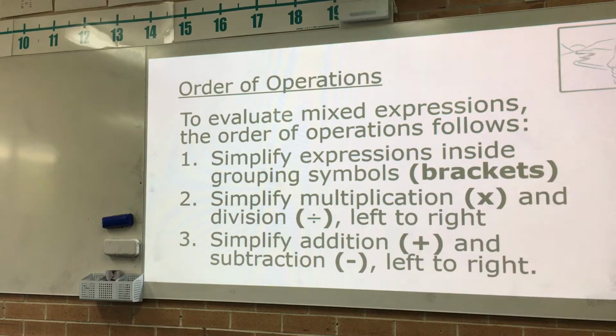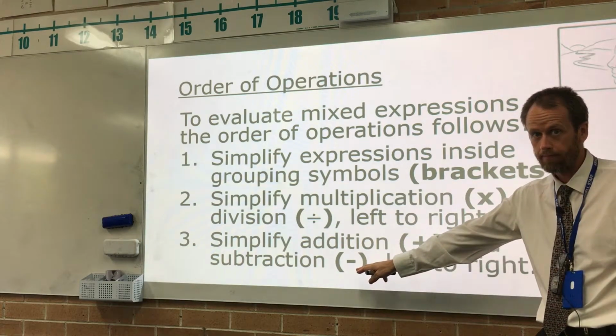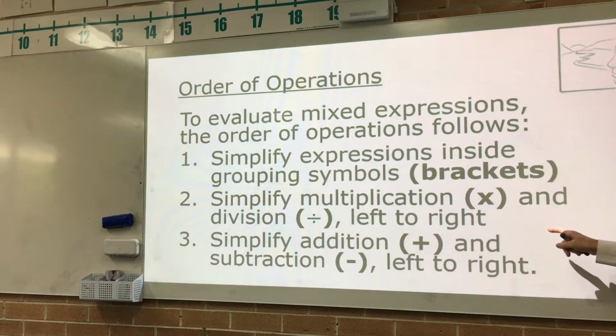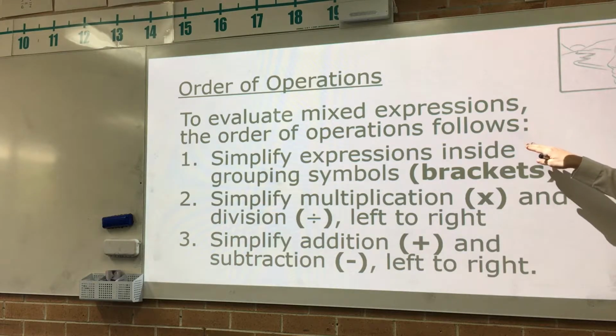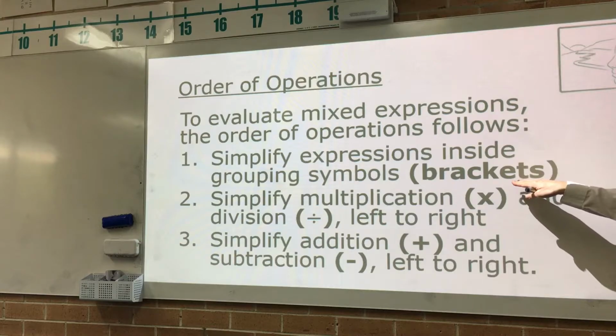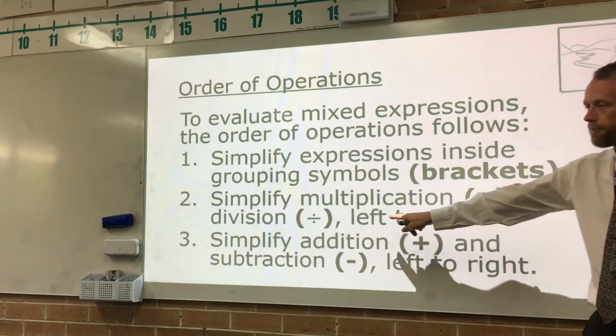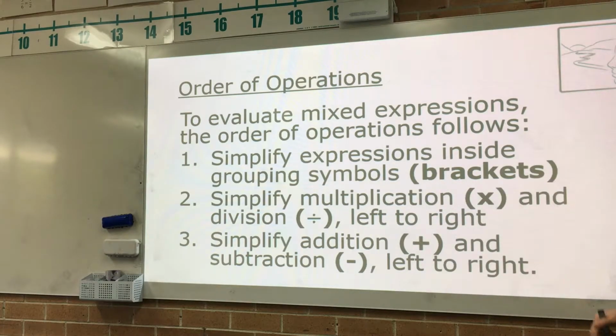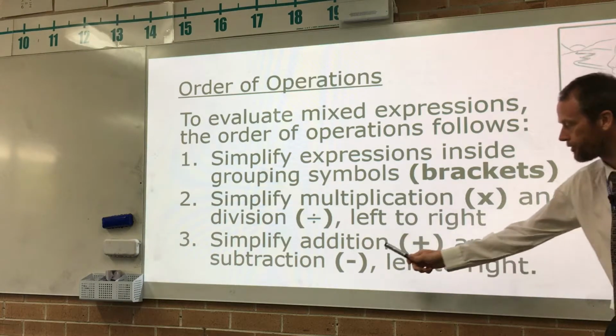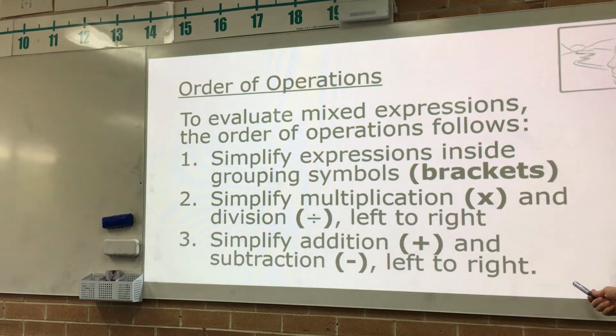It's the same when we come to having negative integers. We follow the same order of operations. We need to be careful when we see the negative that we don't confuse it for a subtraction, but the order of operations will remain the same. So here it is, mixed expressions. We simplify what's inside the brackets or the grouping symbols. We then simplify multiplication and division, moving from left to right in the question. We then simplify addition and subtraction, again moving from left to right.